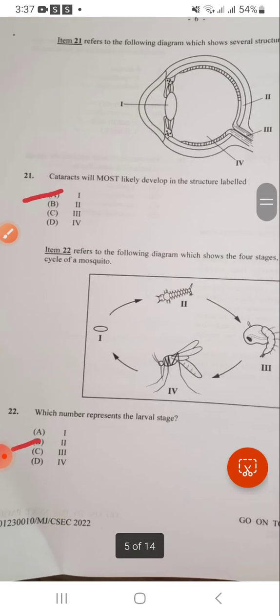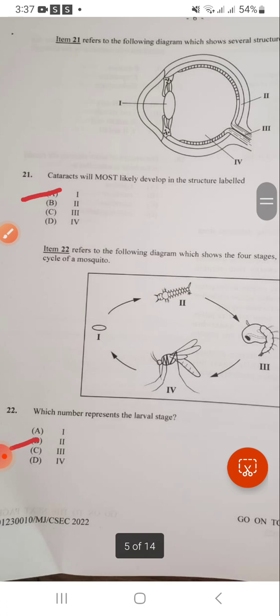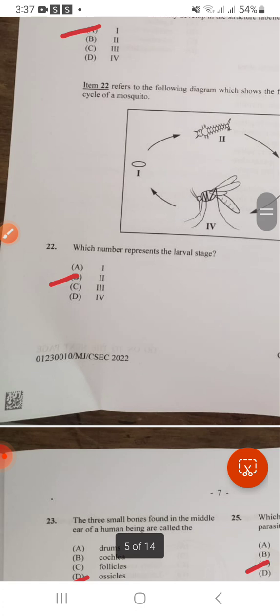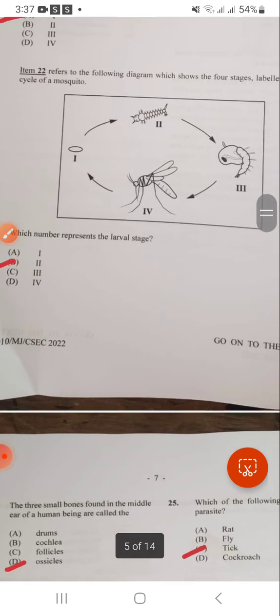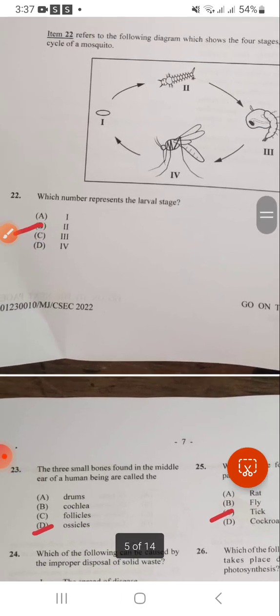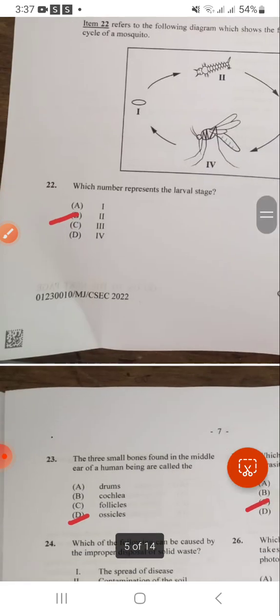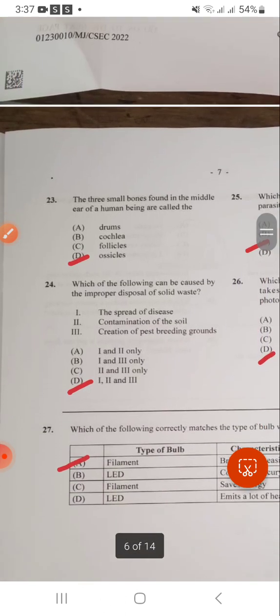Question number 21. Cataracts are most likely developed in the structure labeled in the eye, which is the lens, and that is A. Question number 22. Which number represents the larval stage in this mosquito life cycle? And that is 2, which is B. Question number 23. The 3 small bones found in the middle ear of a human being are called the ossicles.